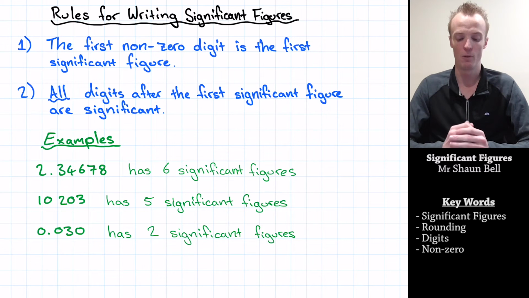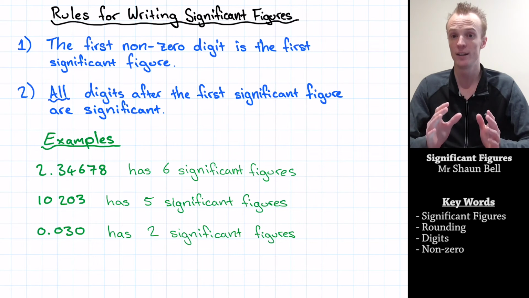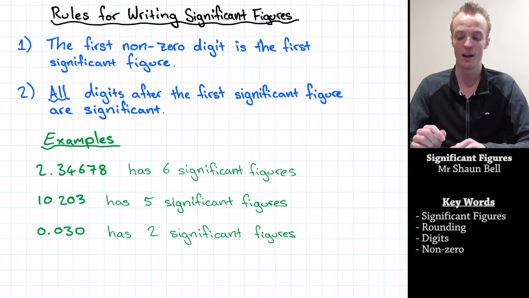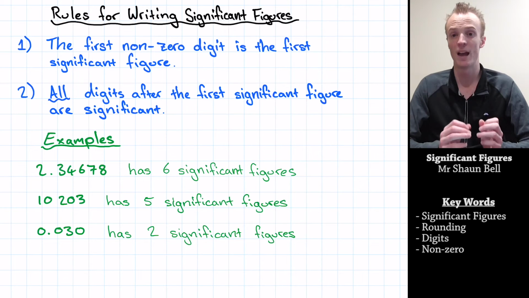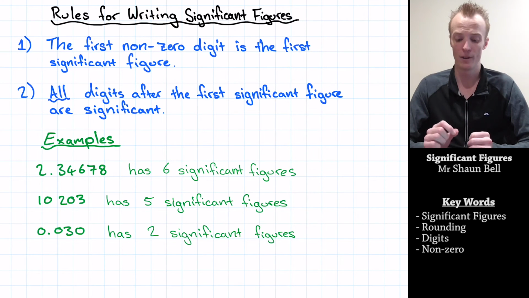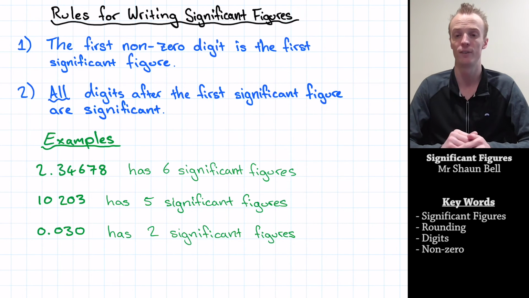With the second example of 10,203, the first non-zero digit was the 1, so that became significant, and then all other digits, including zeros, are significant, so it has 5 significant figures. In the third example of 0.030, the first non-zero digit was the 3, so the 2 zeros before that are not significant. However, the 0 after the 3 is after the first significant figure, so it has to be significant. Therefore, 0.030 has 2 significant figures.